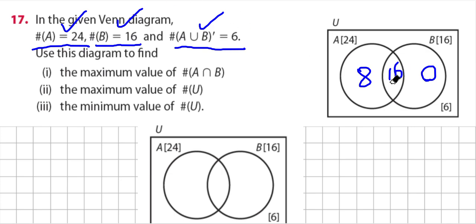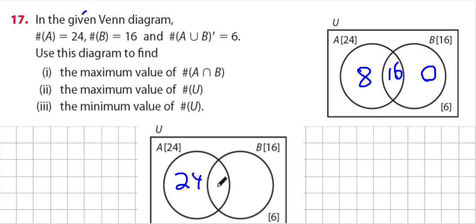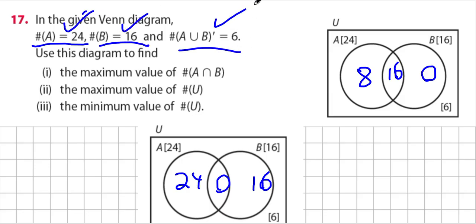Now you go down. That was the largest intersection I'm allowed to have. So therefore, what's the smallest intersection I'm allowed to have? Why don't we try the most extreme example possible? 0. Is 0 allowed? Let's find out. Is there still 24 people in A? Is there still 16 in B? Is there still 6 on the outside? It's allowed. I didn't break any rules, did I? It's different from question 16. Small differences.